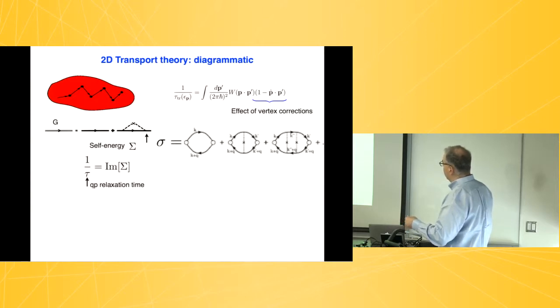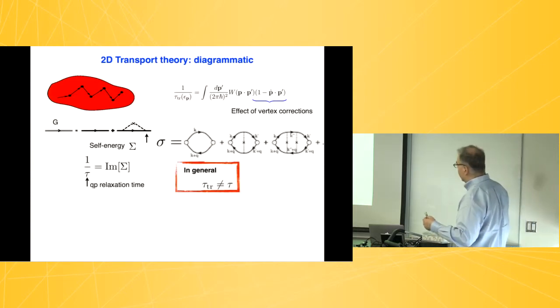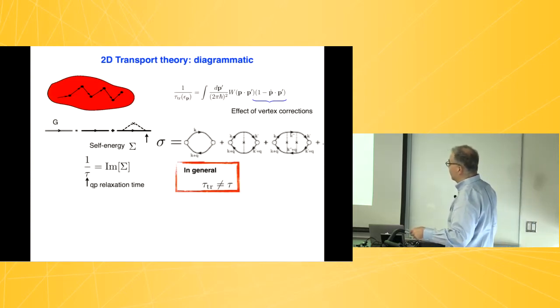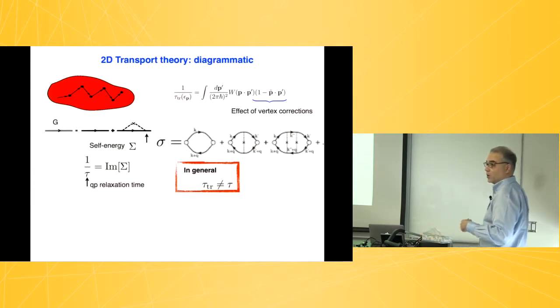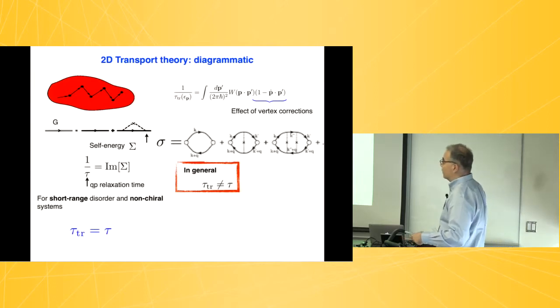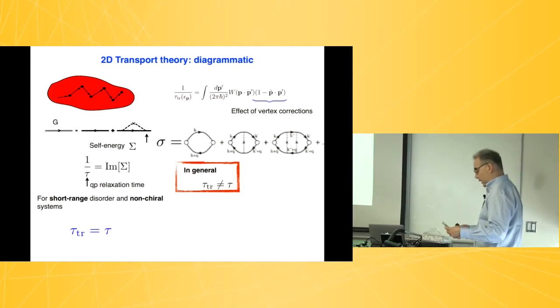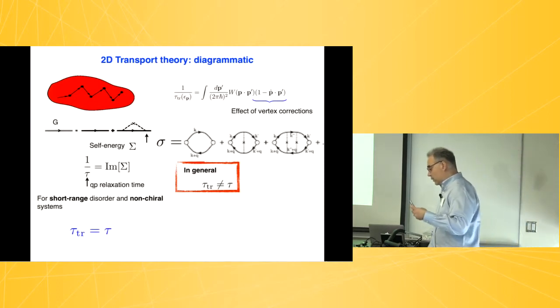And you have to sum all of the ladder diagrams. By doing that, you're going to find out what sigma is, and then from there, if you want, you can extract the transport time. The statement is that in general, this transport time is different from the quasi-particle relaxation time. We've been spoiled because this is not the case for short-range disorder in a standard two-dimensional electron gas. Most of the disorder in these two-dimensional electron gases in semiconductors can typically be approximated as short-range disorder, and in that case, the transport time coincides with the relaxation time.